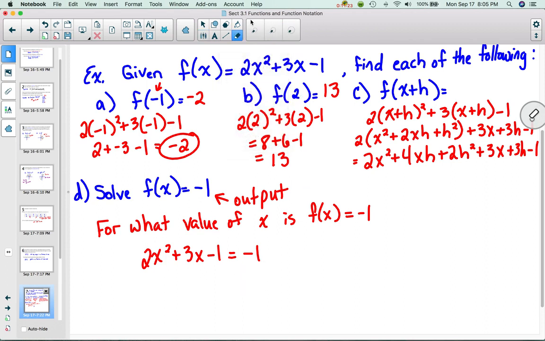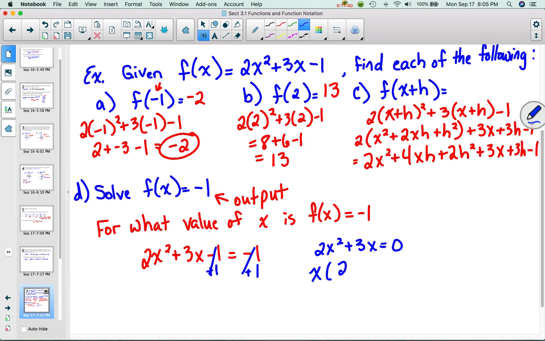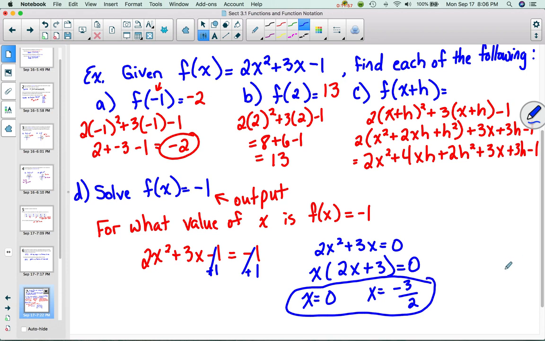So I'm going to add 1 to both sides. So we get 2x squared plus 3x equals 0. Now I'm going to factor out an x. Using the zero product property, either x equals 0 or 2x plus 3 equals 0, which would give me x equals -3/2. So I would have two answers when I solve that.